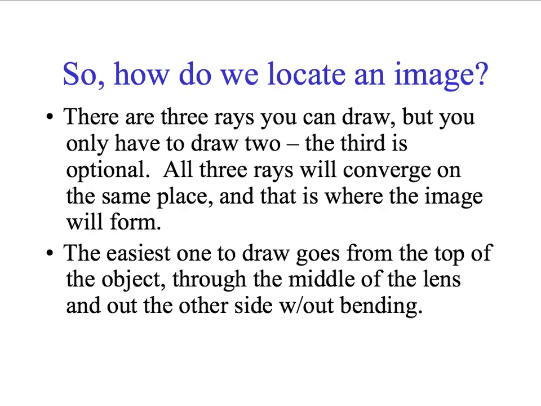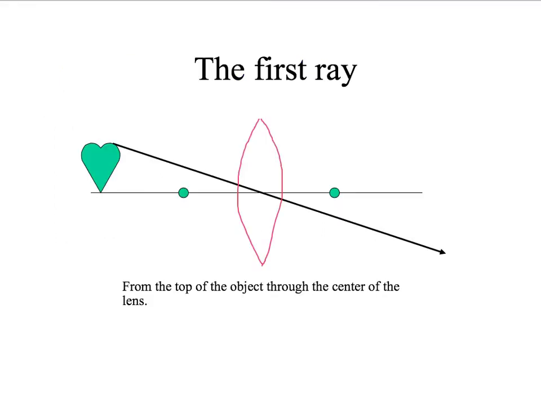So there's three rays we draw. We only have to draw two. The third is optional and is extra credit. It's kind of gravy. They should all come together. Our easiest one goes from the top of the object through the middle of the lens and out the other side without bending. So it just goes zoom straight on through. So you line up the top of the image with the middle of the lens and go zoom.